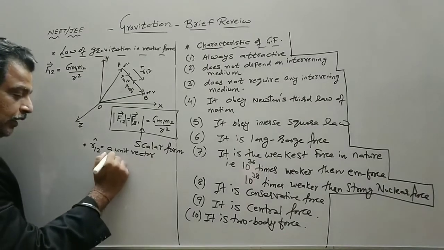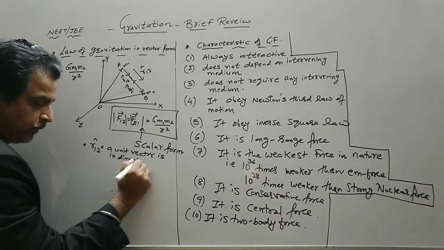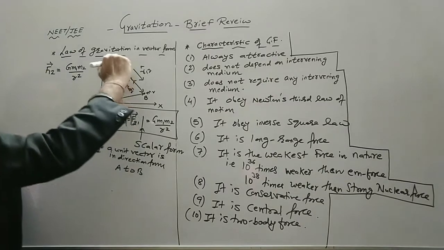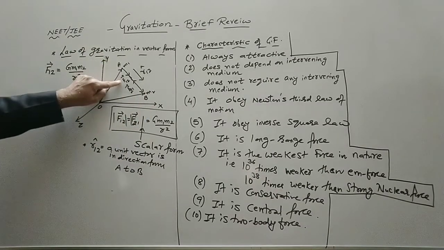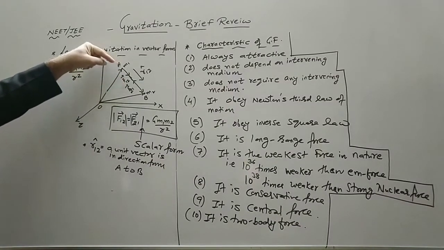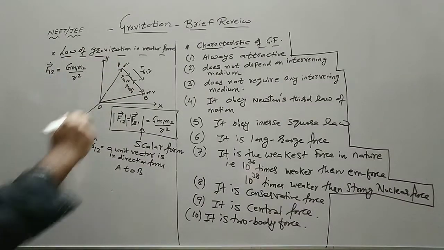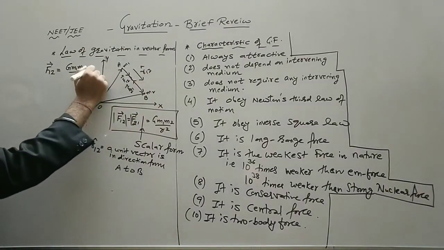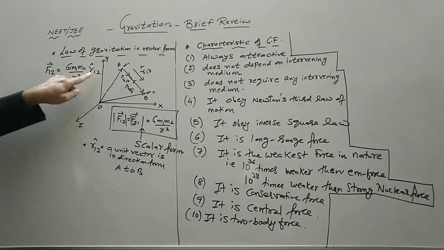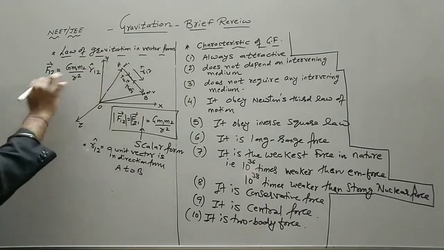A unit vector is in direction from A to B, from point A to point B. So the force on 1 due to 2, this force is attractive in nature, so body 2 will try to attract this body 1. So it is in that direction. So we write R12 cap, which indicates the direction. So this is the law of gravitation in unit vector form.